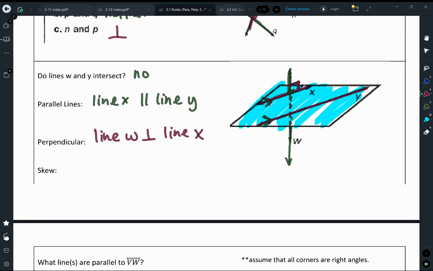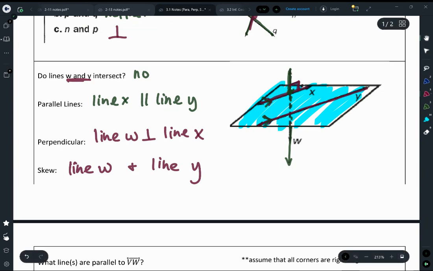And then which are my skew lines? So which are my lines that are not parallel but don't cross? Well, that's going to bring us back to W and Y, right, where they don't actually cross, but they're also not parallel. So line W and line, let's see, W and Y.